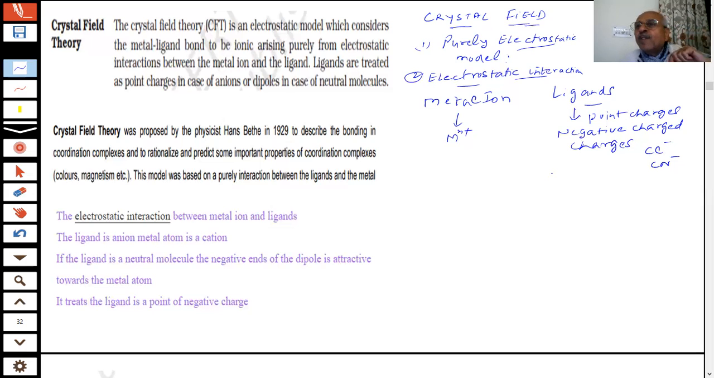A coordinate covalent bond is when the lone pair of electrons is donated to the empty hybrid orbitals of the metal ion. But here it is purely electrostatic. Ligands are treated as point charges in the case of anions.